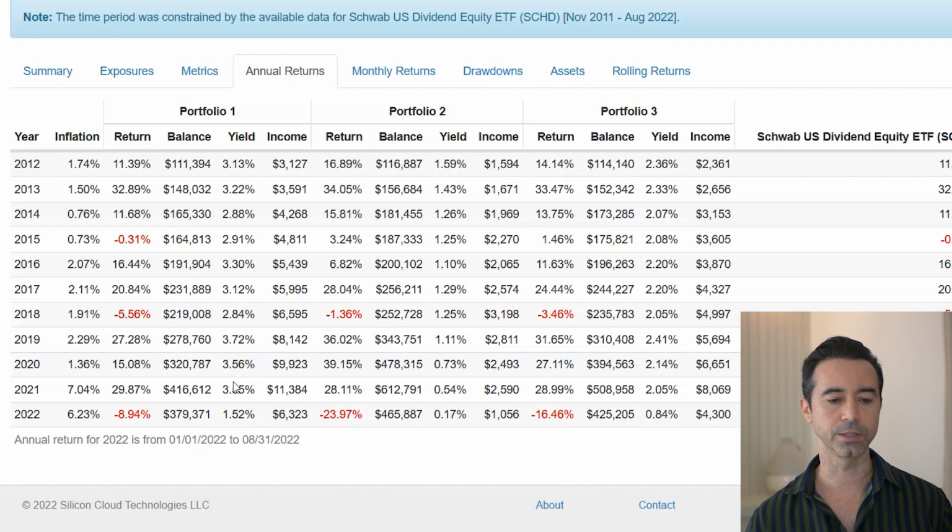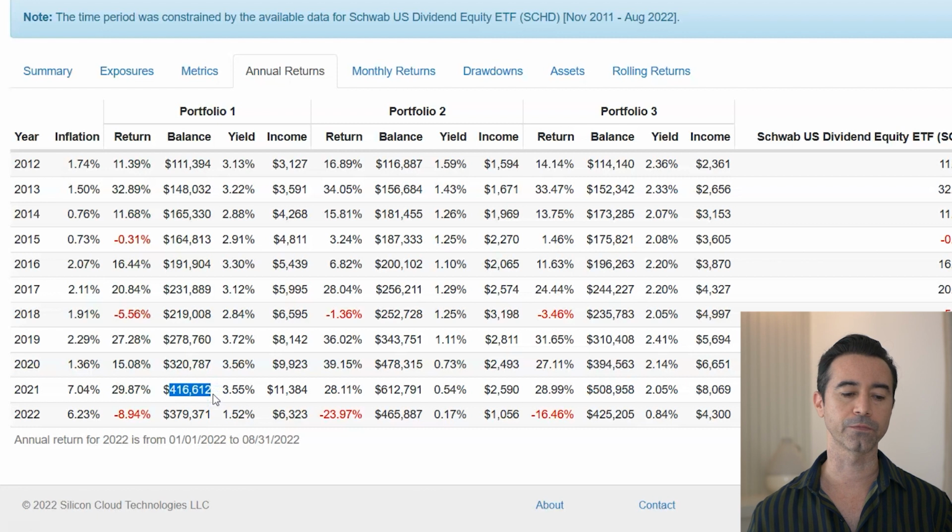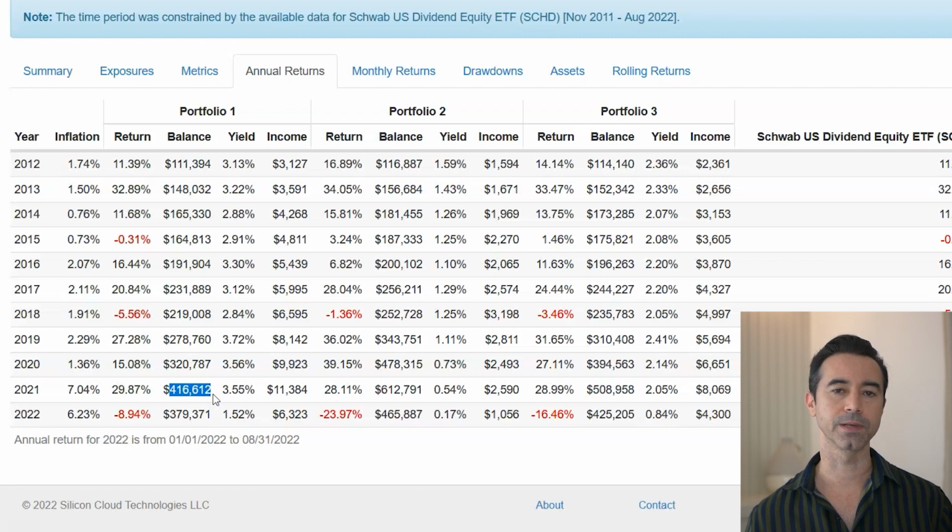Let's take a look at 2021. You can see the yield of 3.55% for SCHD, which gave an income of $11,384. The yield for the blended portfolio is actually 2.05%, so the yield was quite a bit lower in 2021, with income of $8,000. But again, you have $508,000 in the blended portfolio and only $416,000 in SCHD. So you have $75,000 more inside the portfolio, and the yield, of course, is a bit lower, but you have more money.